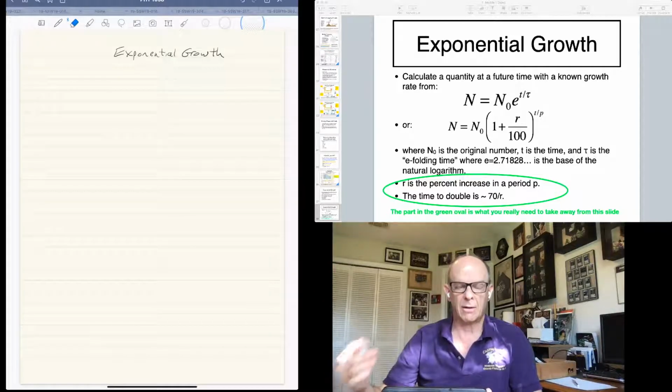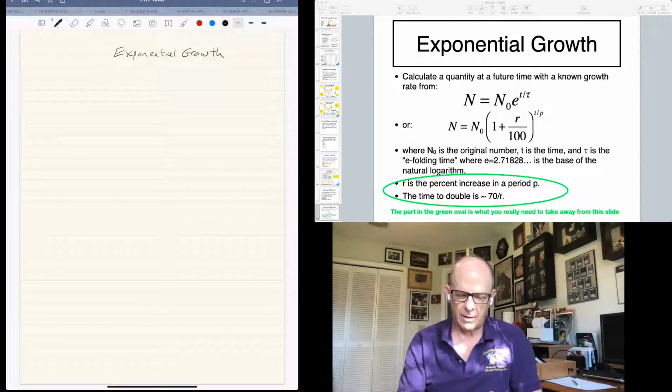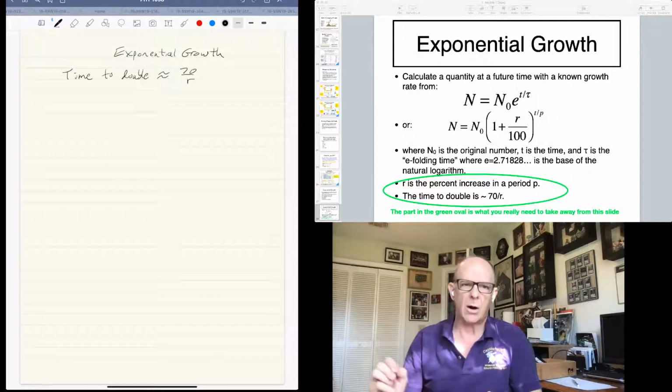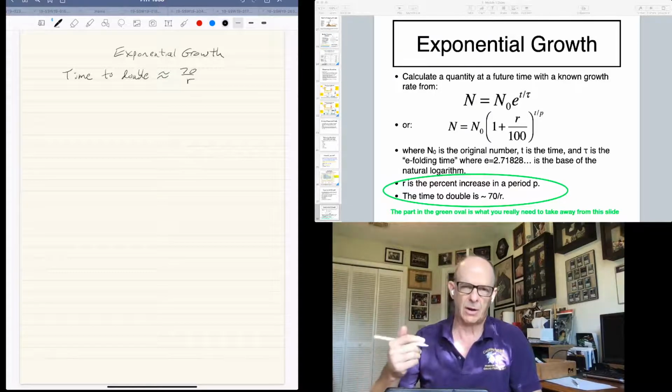It's very handy to have in your back pocket as you go through life if you're looking at mortgages or loans or student loans or savings, that is circled at the bottom of the slide, and that is that the time for something to double in quantity, called the doubling time, is approximately equal to 70 divided by r, where r is the percentage growth rate, and the units of this are the time units associated with r.